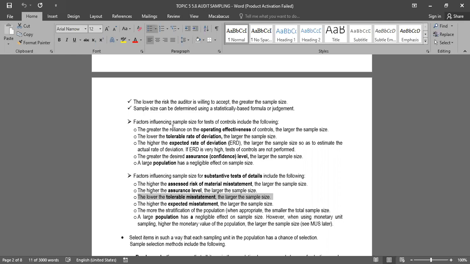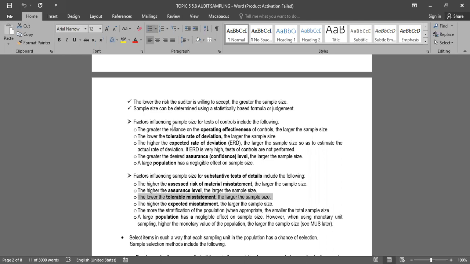Then the greater the desired assurance, confidence levels. This one I already talked about. I said that if the job at hand wants absolute assurance, they want so much confidence, then you don't want to sample. You want to just consider maybe the whole population. But where you have sampled, it must be a very large sample. So the greater the desired assurance or confidence level, the larger the sample size.